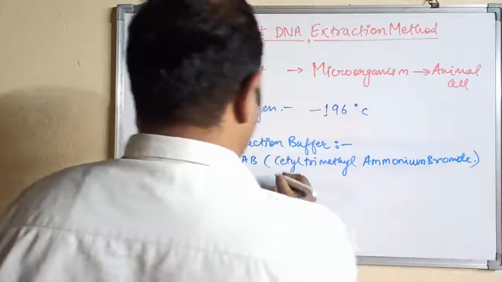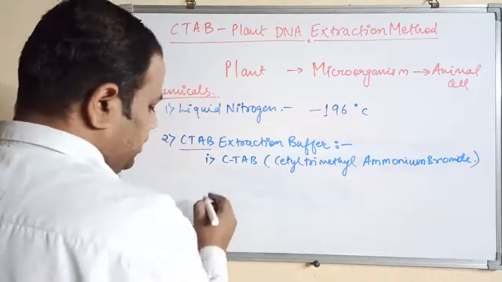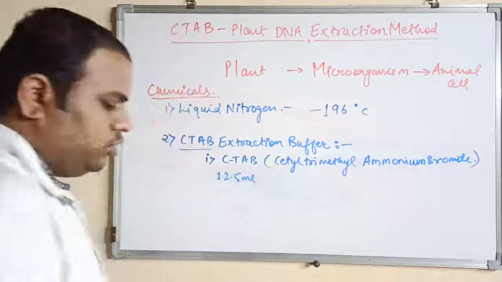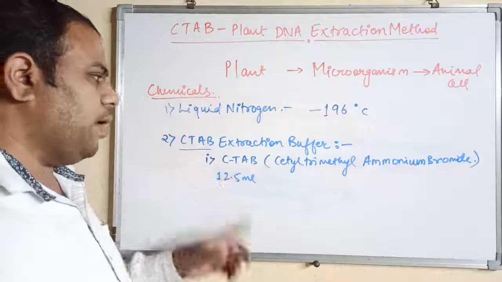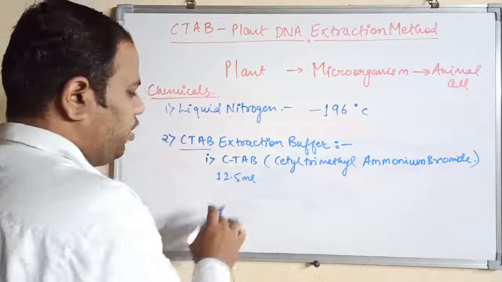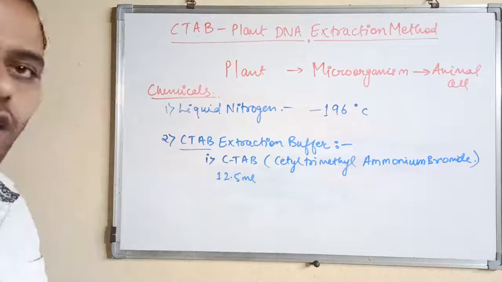Okay, cetyltrimethyl ammonium bromide, this is the full form of CTAB. You have to take it in a 12.5 ml amount. So first of all, you have to take the powder and mix it in distilled water, and the total solution you have to take is 12.5 ml of CTAB.